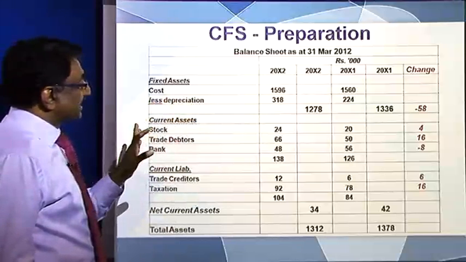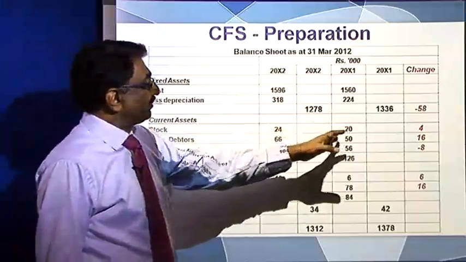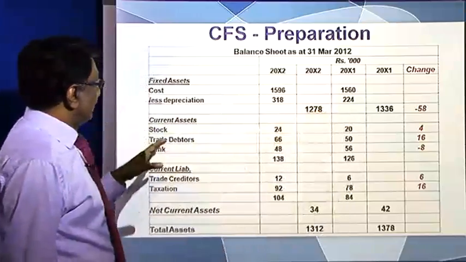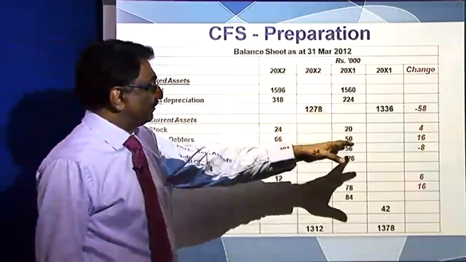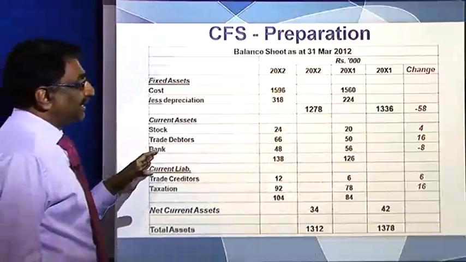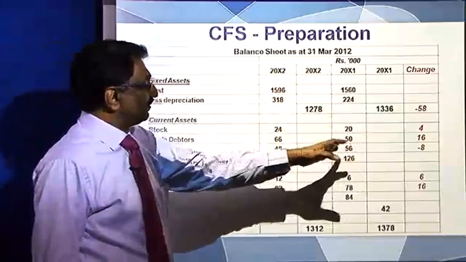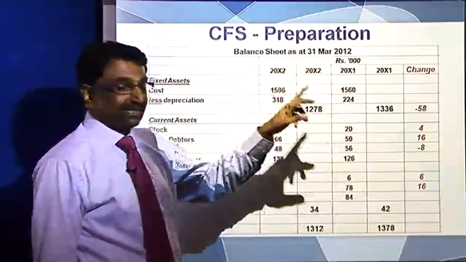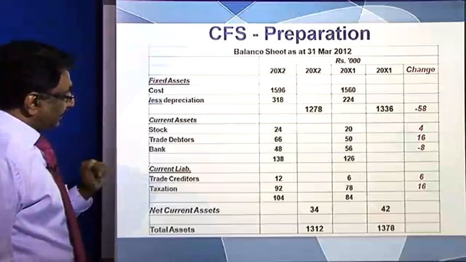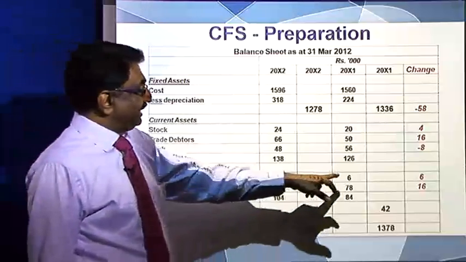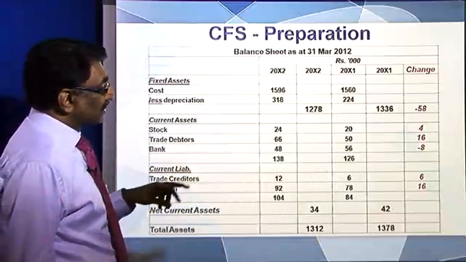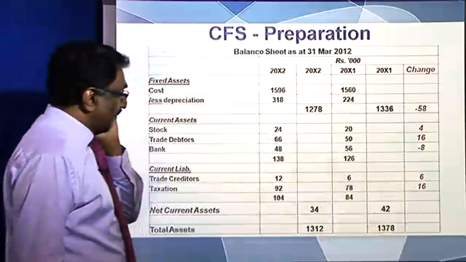Now, as far as current assets are concerned, it has increased from 20 to 24. That means an increase in asset is a use of funds. Similarly, trade debtors has increased from 50 to 66, which is again a use of funds. If you take the bank balance, it has reduced from 56 to 48, which is a decrease in asset and therefore a source of fund. Similarly, if you take liabilities, there is an increase in trade creditors or accounts payable, and therefore that is a source of fund for you.